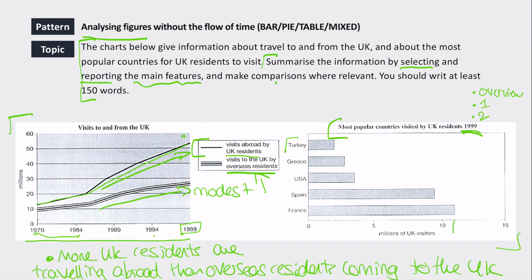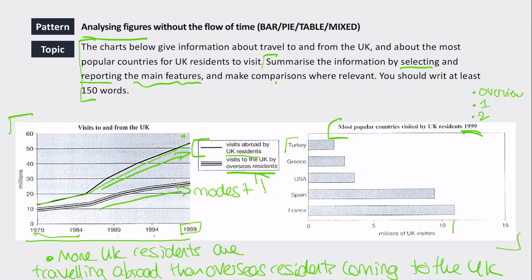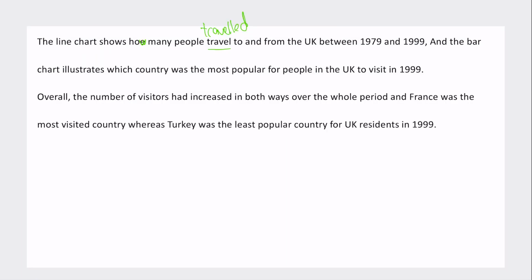So let's see what they said. Okay, so this should be their introduction and overview section. The line chart shows how many people travelled to and from the UK. Is it on holiday? We don't know if it's a holiday or not. How many travelled to and from the UK between 1979 and 1999? And the bar chart illustrates which country was the most popular for people in the UK to visit in 1999.